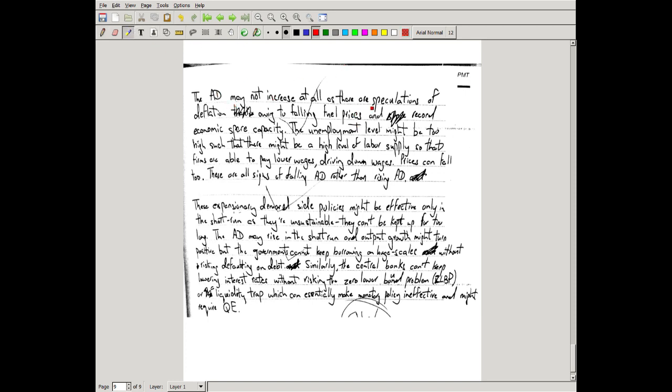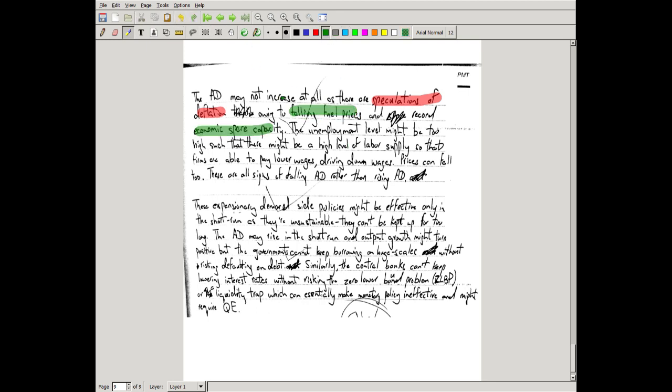The AD may not increase at all as there are speculations of deflation, owing to falling fuel prices. Wait a second, that's application. You are mentioning something that's said in the extract, so that counts towards the application marks.